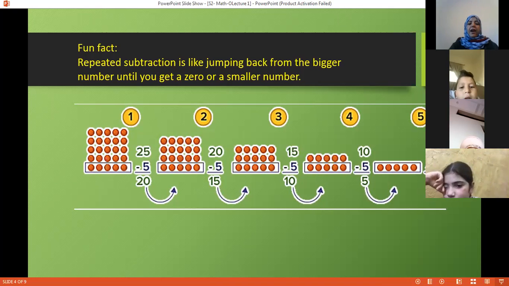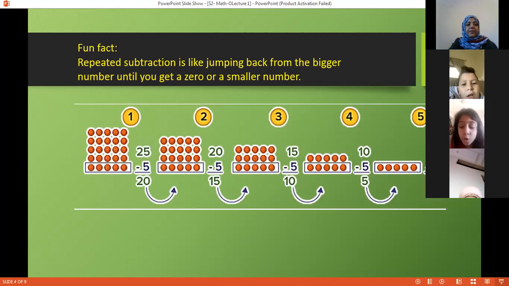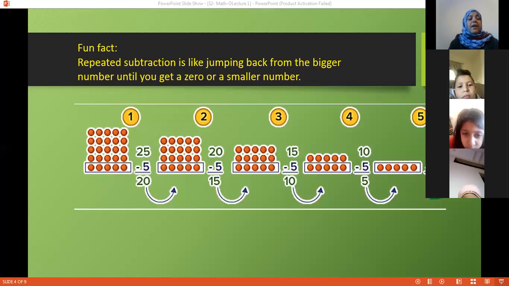20. Another 5. 15. Another 5. 10. Another 5. 5. Another 5. 0. So I got a remainder of 0 at the end. At the end, I had no balls left. That means 25, I can divide by 5. So every time you get a remainder of 0, it means I can divide it completely by 5.